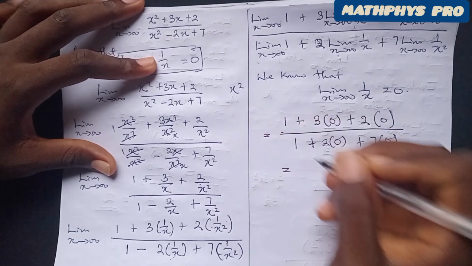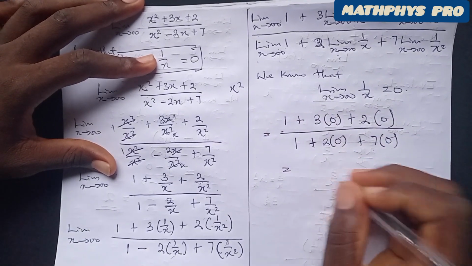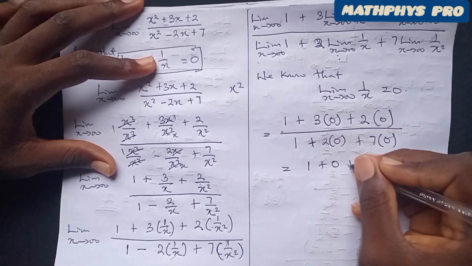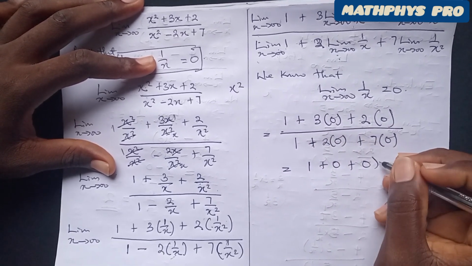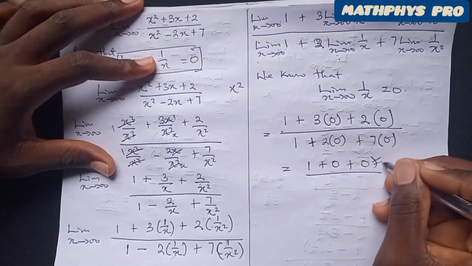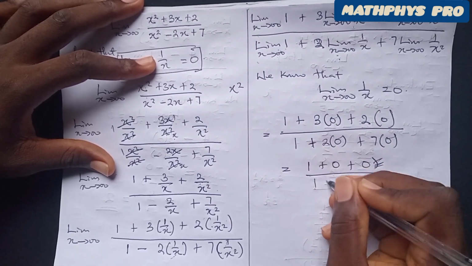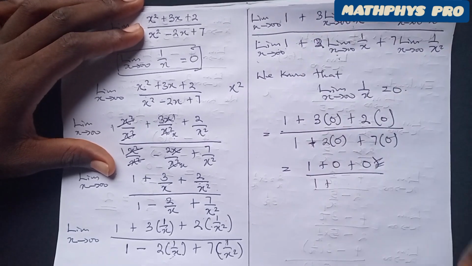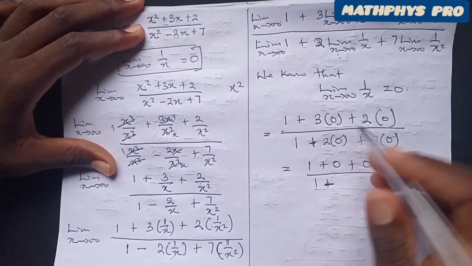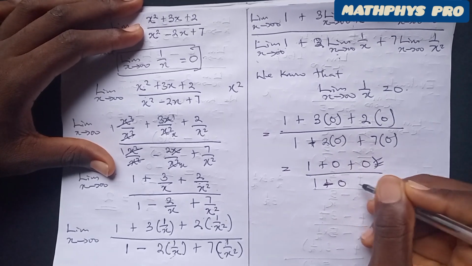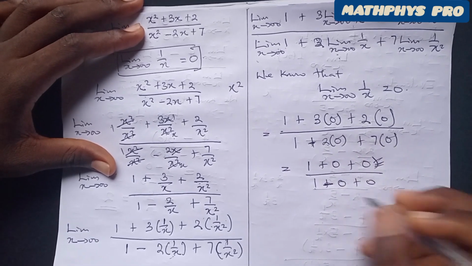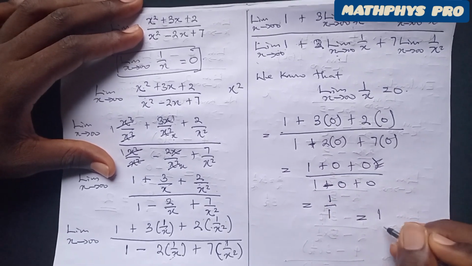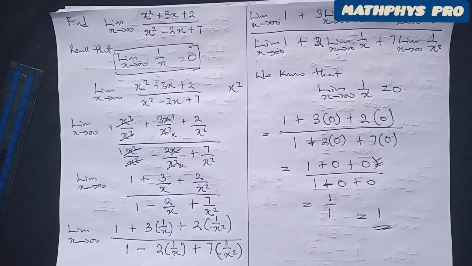So this is equal to 1 plus 3 times 0 gives you 0 plus 2 times 0 gives you 0, over 1, okay, this is minus actually. So 1 minus 2 times 0 gives you 0 plus 7 times 0 gives you 0. This is equal to 1 over 1. 1 over 1 is written as what? 1. So this is our answer.